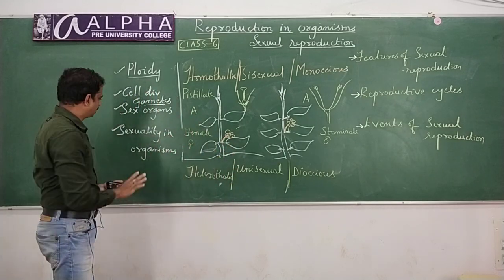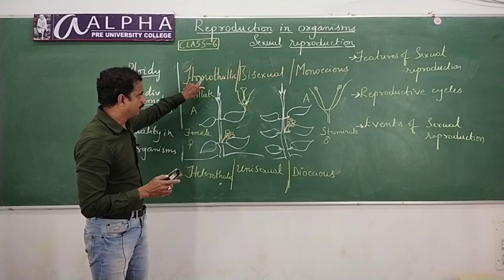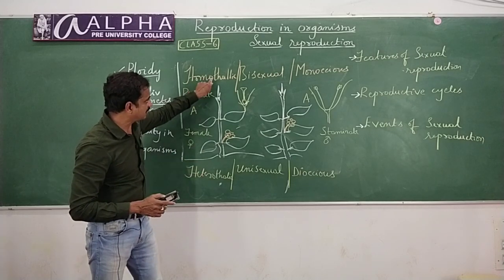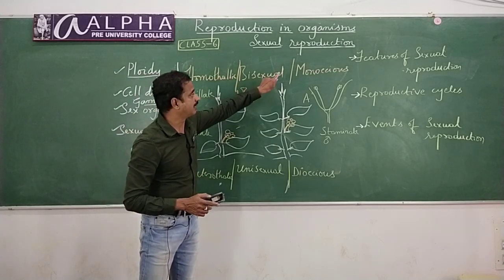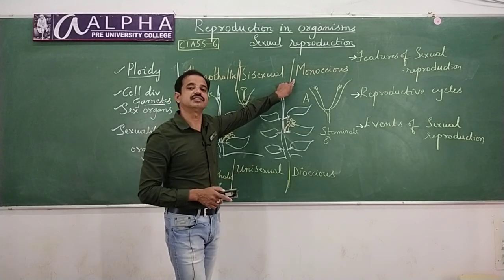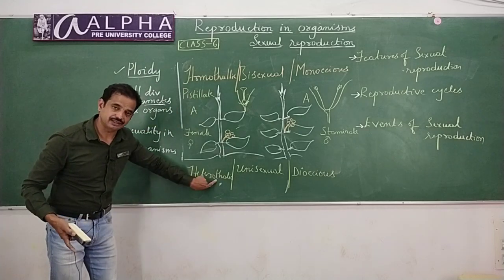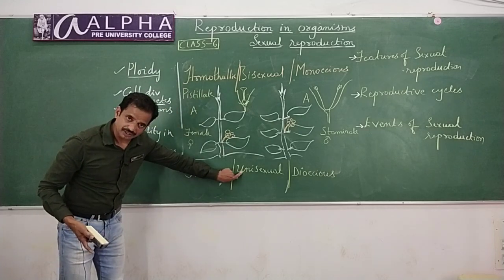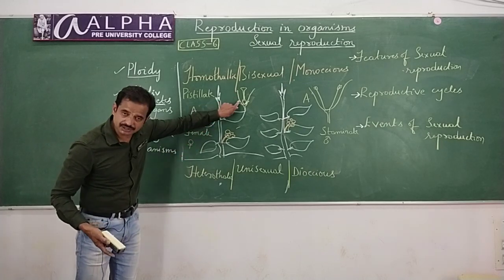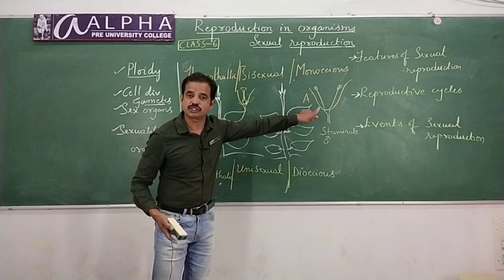Okay, students, sexuality in plants. The plants may be homothallic or heterothallic. Homothallic plants are bisexual and monoecious, and they have both the sex organs, pistil and stamens. Heterothallic plants are unisexual. They may have a flower with the pistil, or they may have a flower with the stamens.